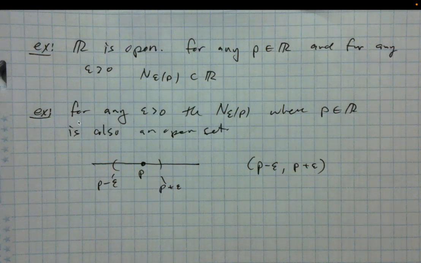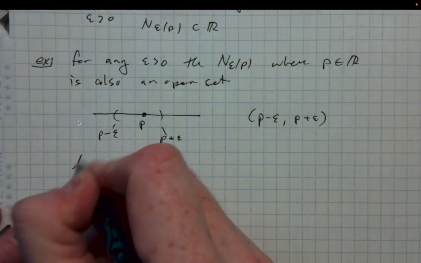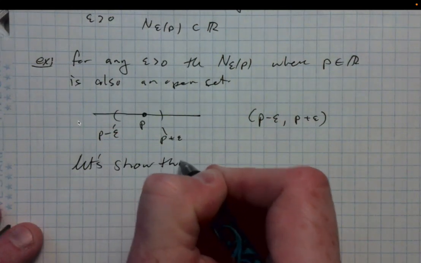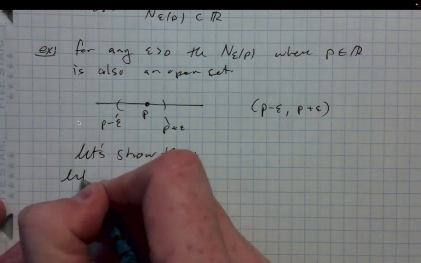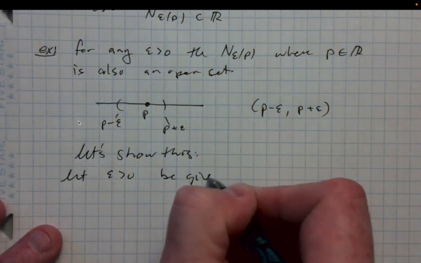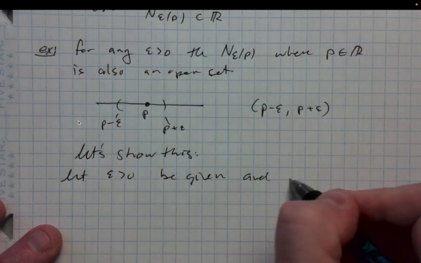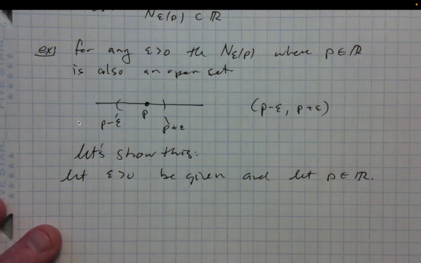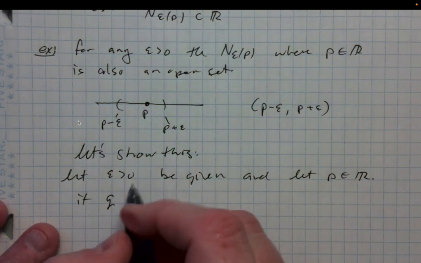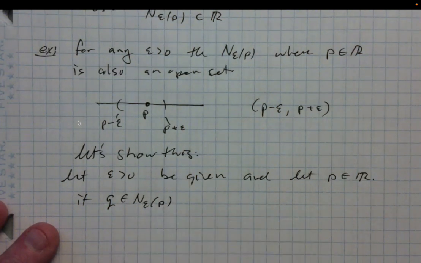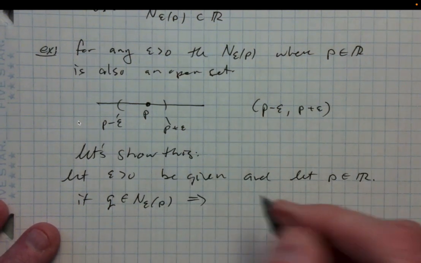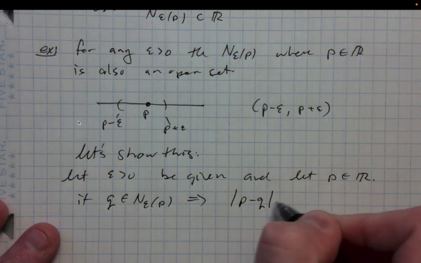Okay. How can we show that an epsilon neighborhood is open, though? We want to say that it's open because it's an interval, but how can we show this? Let's let epsilon greater than 0 be given, and let P be any real number, as the example says. Then if Q is in the epsilon neighborhood of P, we would say that the distance between P and Q must be less than epsilon, right?